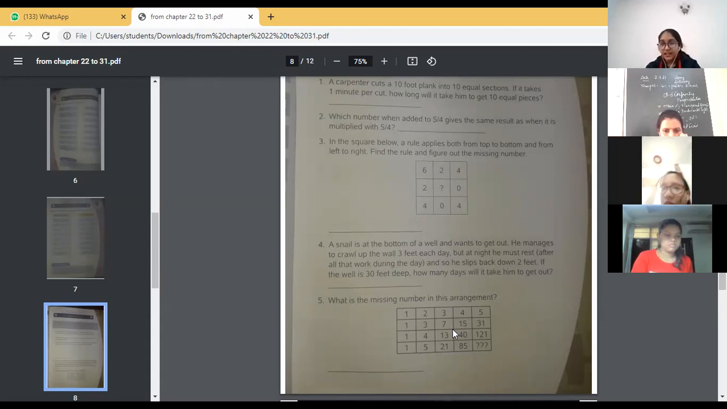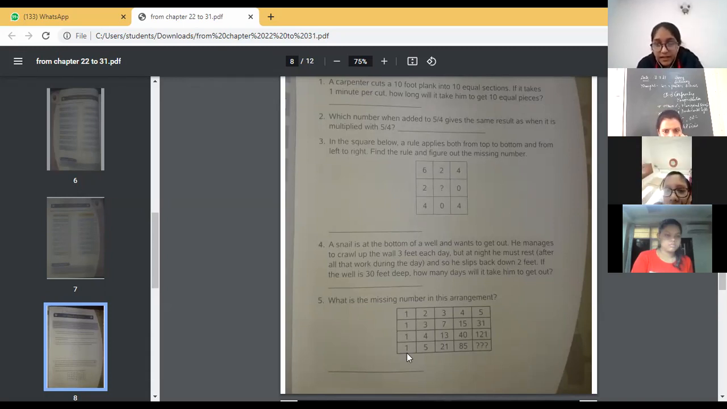Ma'am, the first line I don't know, but from the second line it's something like this. 3 ones are 3, then 3 twos are 6, then 1 is added to it, 7. Then 7 twos are 14, and again 1 is added, 15. 15 twos are 30, and again 1 is added. After that, in the third row, what is it?